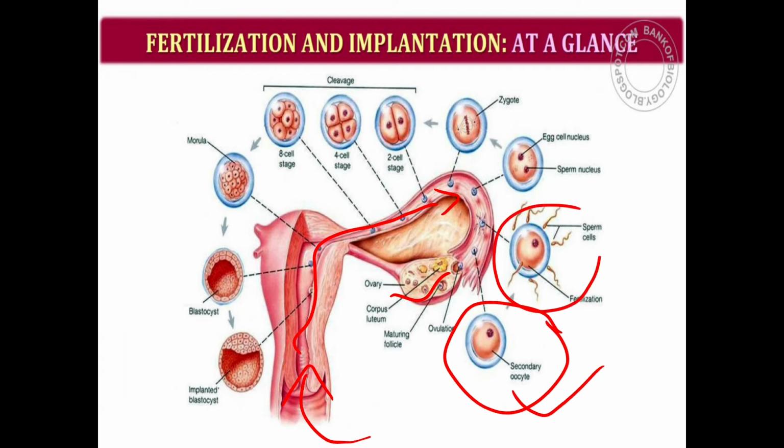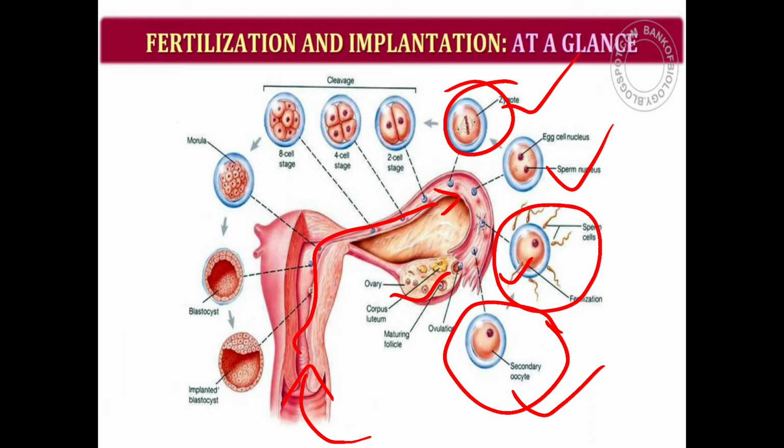In this diagram you can see a single sperm has entered, with the cortical reaction and everything. Just revise it. After fertilization, what happens? Formation of the zygote, meaning the sperm and egg nuclei fuse and the zygote develops. Soon after the zygote develops, that is the end of fertilization.